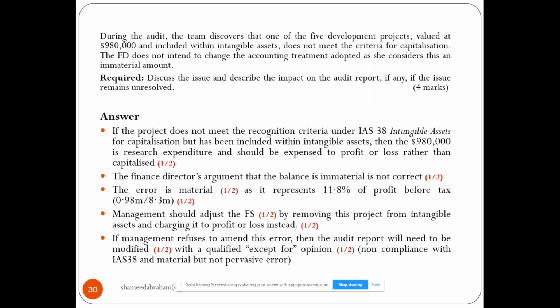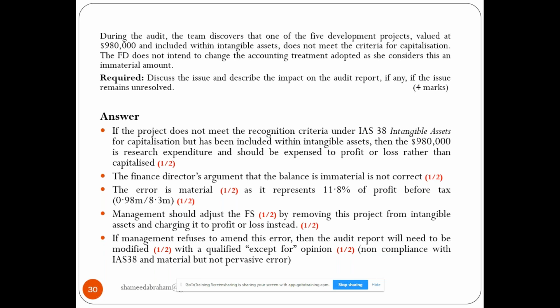In this scenario, they're saying that during the audit, the audit team discovered that there are some development projects valued at a certain amount included within intangible assets that do not meet the criteria for capitalization. The question is saying, describe the impact on the audit report. There are things that your answer must have in it. This is a 4-mark question. 4 marks in the exam means that really there are about 8 half marks for you to obtain.